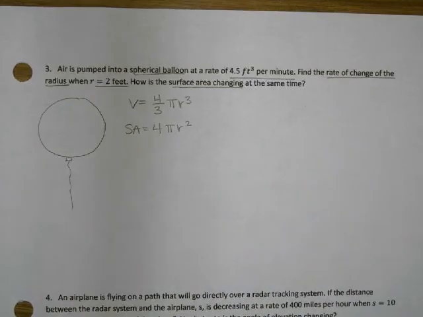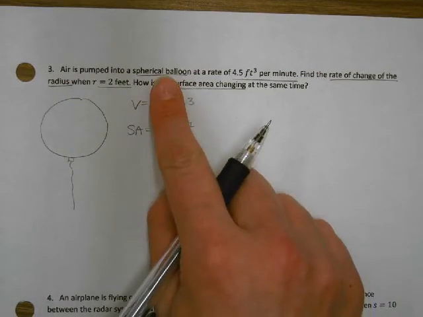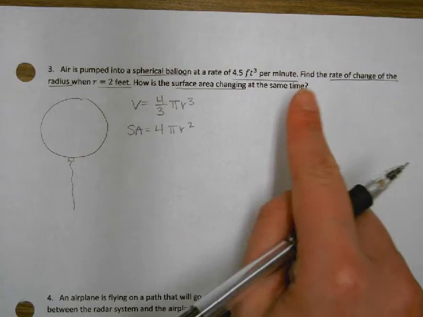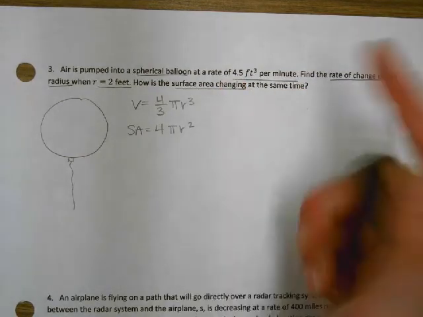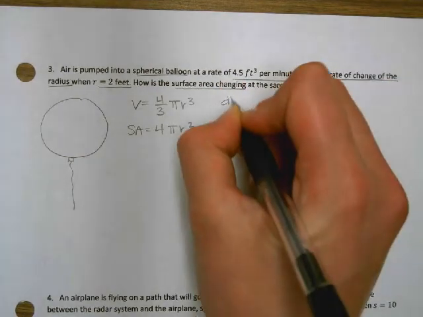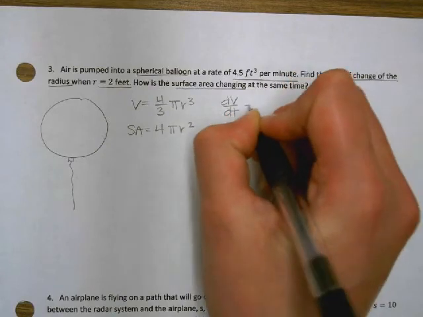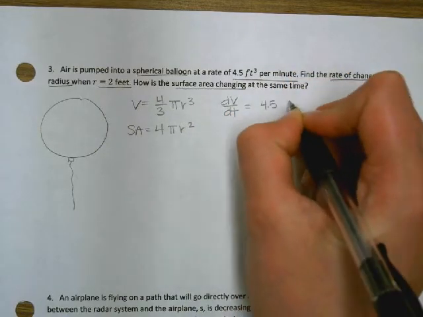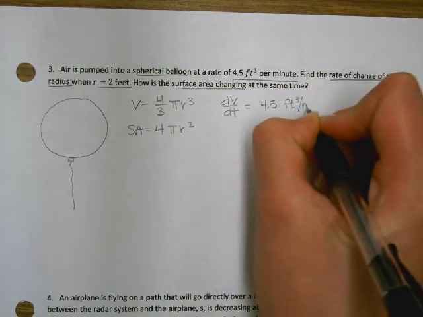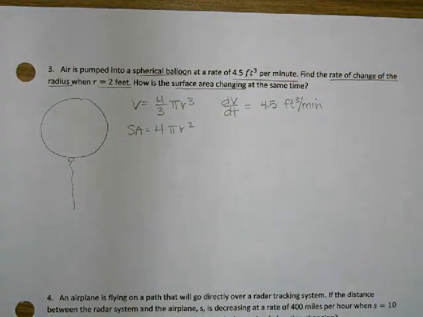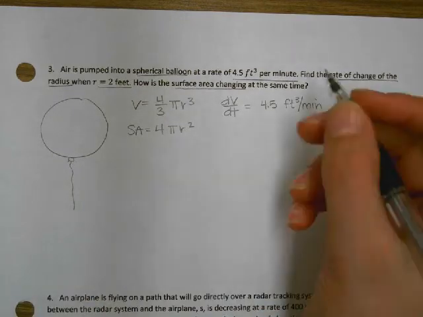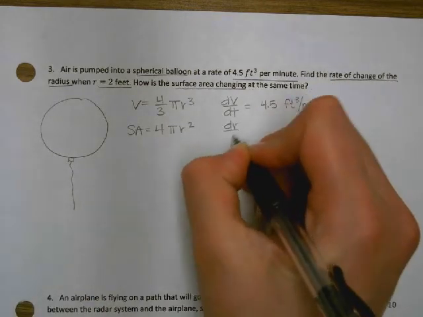So here are the things they're telling us. They're saying that air is being pumped into this, so there's a volume right here, and the change in volume with respect to time is 4.5 feet cubed per minute. They want to know the rate of change of the radius. So dr dt is something we're going to be finding. We don't know what that is.